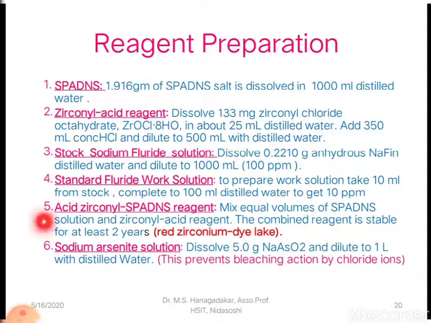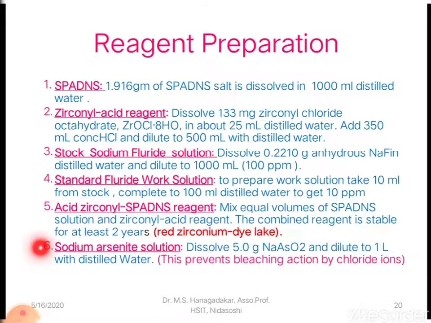The fifth chemical agent we need is the acid zirconyl SPADNS reagent. This is prepared by taking chemical 1 and chemical 2 and mixing equal volumes. You are going to get the red zirconium dye, which is red in color. That is a combination of equal volumes of both chemical 1 and chemical 2, mixed in equal proportions, 1:1.